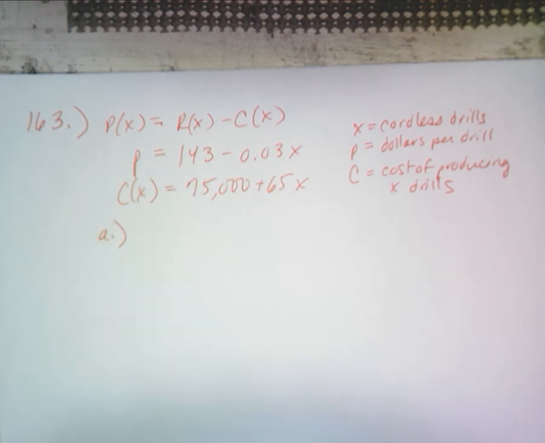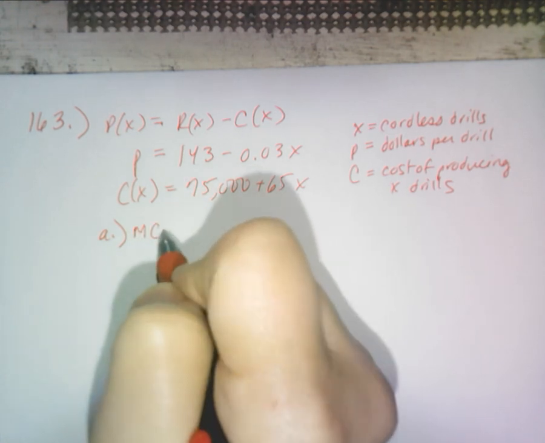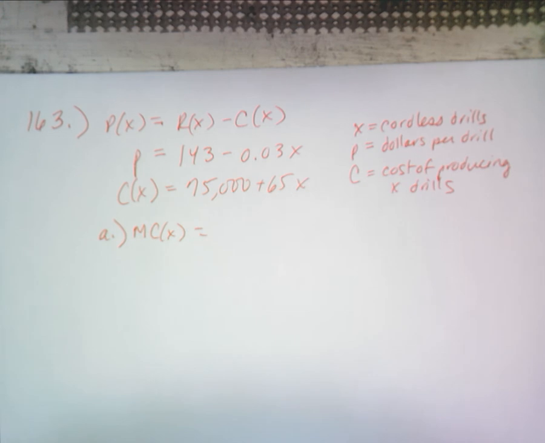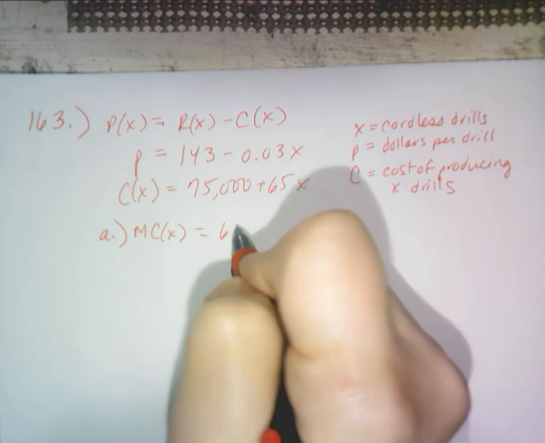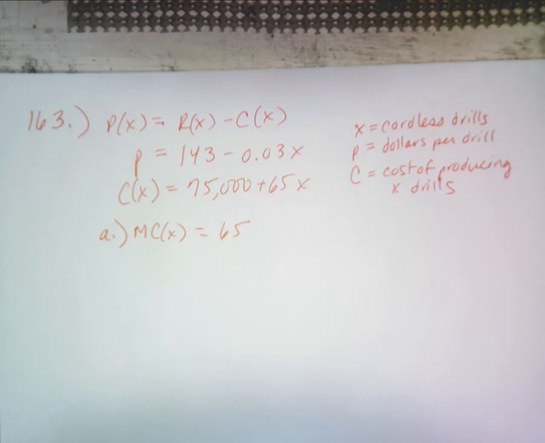All right, so here's what part A says. Part A says find the marginal cost. Go look at your notes real quick, and what do you have to do to find marginal cost? Derivative of cost. What's the derivative of that guy right there? 65. As the rate at which it's increasing to produce a drill.